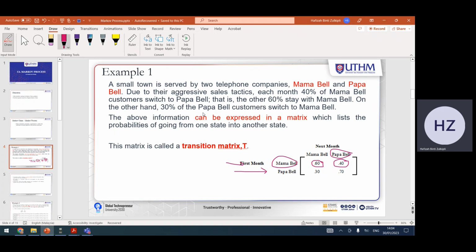Then another piece of information says that on the other hand, 30% of the Papa Bell customers switch to Mama Bell. So that means here from Papa Bell, they switch to the Mama Bell company about 30%. So 30% means 0.3. So we have 0.3 here, and then what is the value here? Why do we get 0.7? It is because the summation of probability must be equal to 1. So 1 minus 0.3, you get 0.7 here. So please, you need to know how to develop the transition matrix for the problems. Okay, so this is the example of the transition matrix.